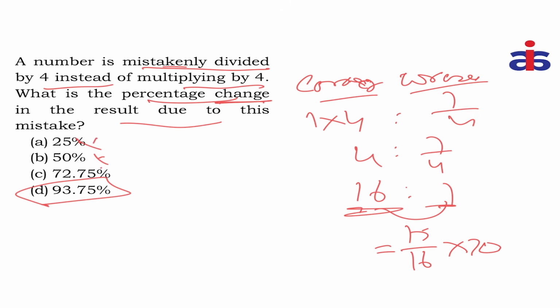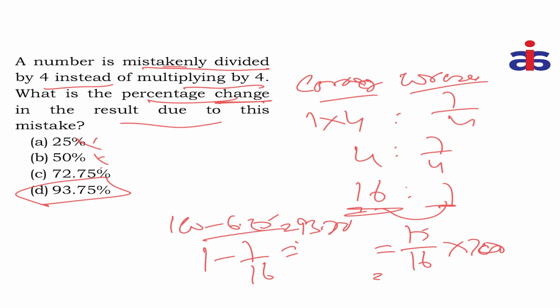All these are wrong. But I can say here, people again try for calculation. I don't suggest that one. 15 by 16 is 1 minus 1 by 16. You know, 1 is 100%. 1 by 16, how much is it? 6.25%. So 100 minus 6.25% is nothing but 93.75%.